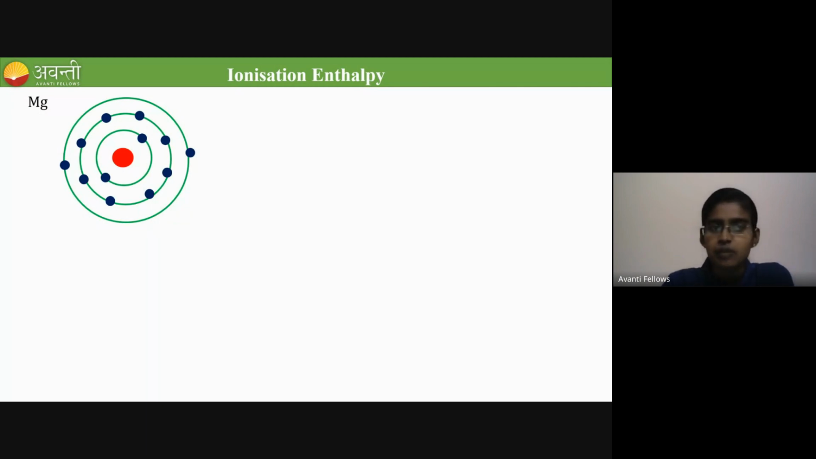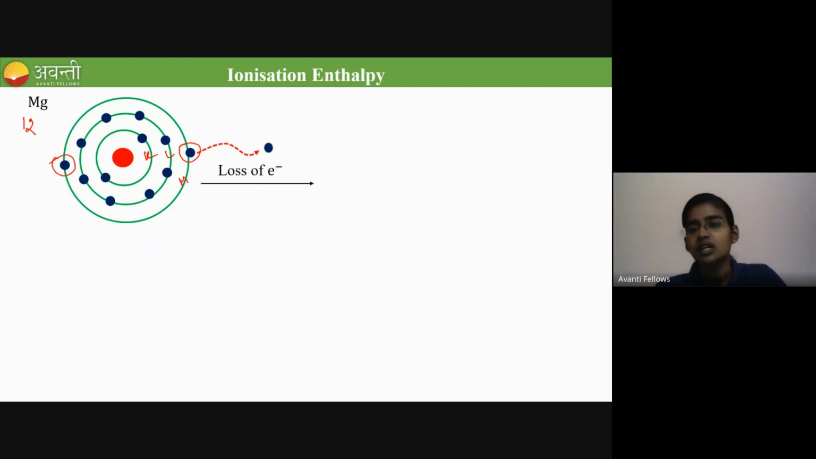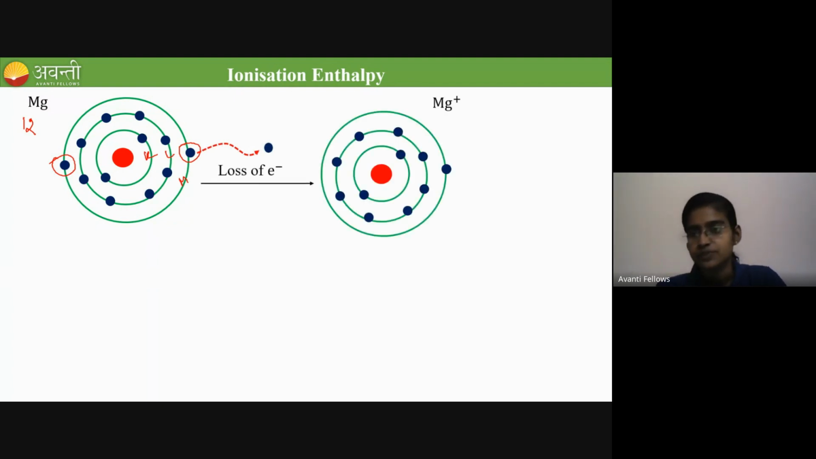The atomic number of magnesium is 12, and the K shell contains 2 electrons, the L shell contains 8 electrons, and the M shell contains 2 electrons. Now I can remove the electrons one by one only. So first let me remove this electron. If this electron is getting out, we will get the Mg plus ion. Since only one electron is coming out, the neutral atom magnesium is becoming Mg plus. And the energy required to remove this first electron is called the first ionization energy, delta Hi1.